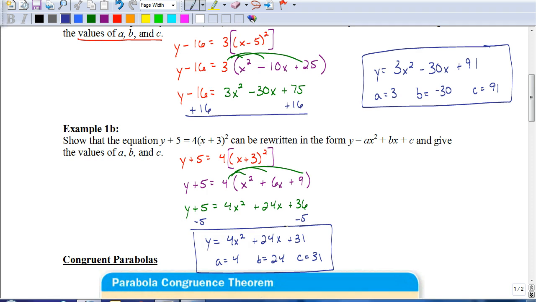So in this video, again, I'm just showing you how to change something in vertex form to be in standard form. If you watch the next video, you're going to see a special equation that we're going to be using that's set up in standard form, dealing with the height of an object after a certain amount of time. So be sure to watch that other video as well.